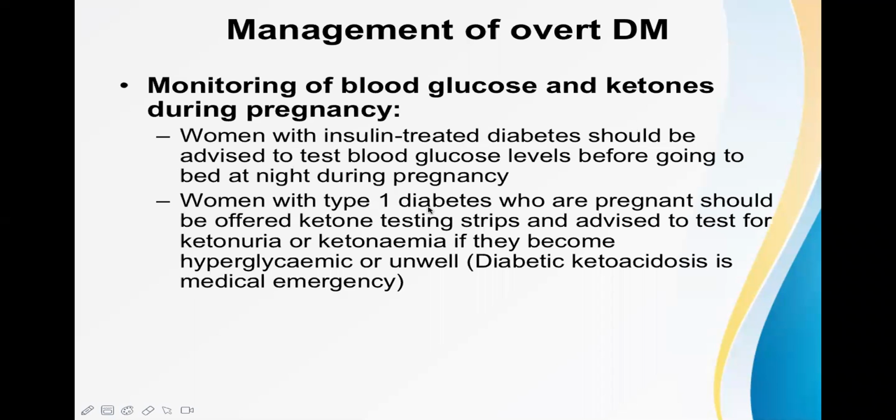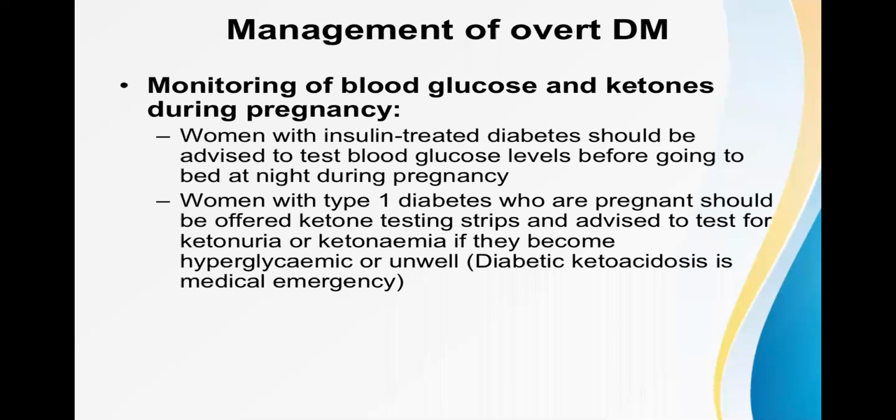Women with type 1 diabetes who are pregnant should be offered ketone testing strips and advised to test for ketonuria or ketonemia if they become hyperglycemic or unwell, just to rule out whether this is a case of diabetic ketoacidosis or not. Because there is a high chance of development of diabetic ketoacidosis in type 1 diabetes. There are some precipitating factors. One of them is infection. Another is a state like pregnancy itself, which is a precipitating factor.